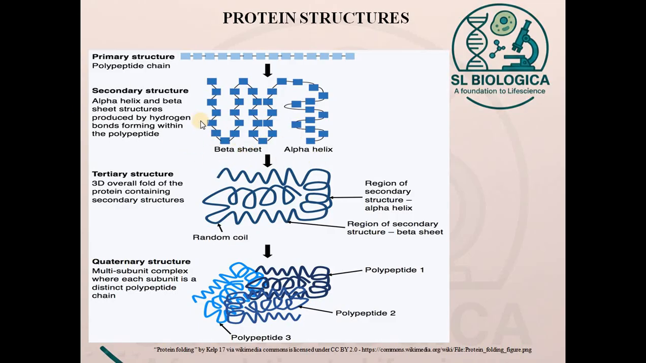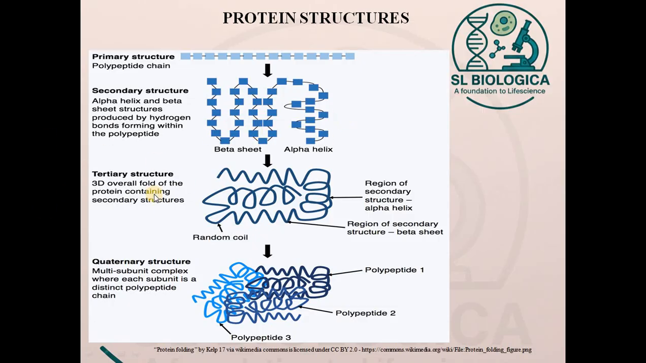Okay, beta sheet we can see here that it exists in a sheet form. Then alpha helix is a coil form. It's a single coil helix form. So alpha helix and beta sheet structures are produced by hydrogen bonds forming within the polypeptide. In beta sheet we can see intra and inter-chain hydrogen bonding because it exists in the form of a sheet. So bonding will take place inside and between outside the molecule.